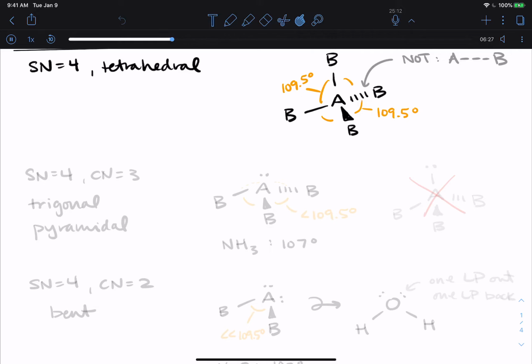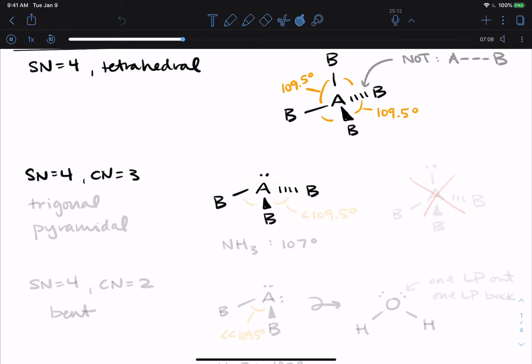All right, 4 things. Tetrahedral, 109.5 degrees apart. If we replace one of these atoms with a lone pair, so we have a steric number of 4 and a coordination number of 3, what this looks like, and again, I'm going to put my lone pair on the top just because of how I have this drawn in here to save space. And then that leaves me with one bond in the plane of the paper. I still have one coming out and one going back.